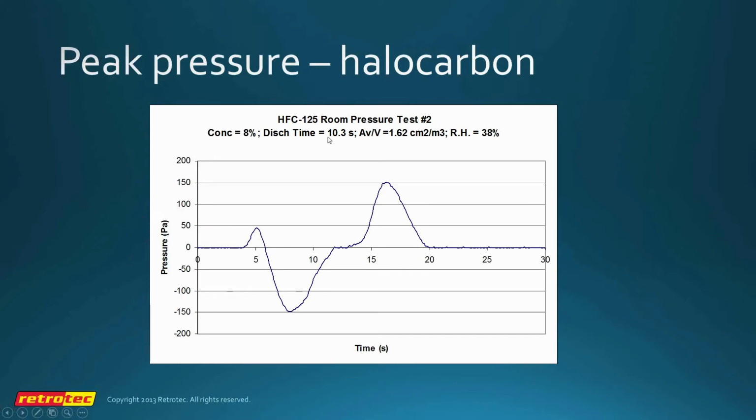Here we have HFC 125, again, a halocarbon or chemical agent. A very small positive pressure spike here, the characteristic negative, the characteristic positive. Seems like HFC 125 has pretty equal negative and positive spikes, and each one of these agents are different, and they're different for different humidities, and our software takes care of all of them.